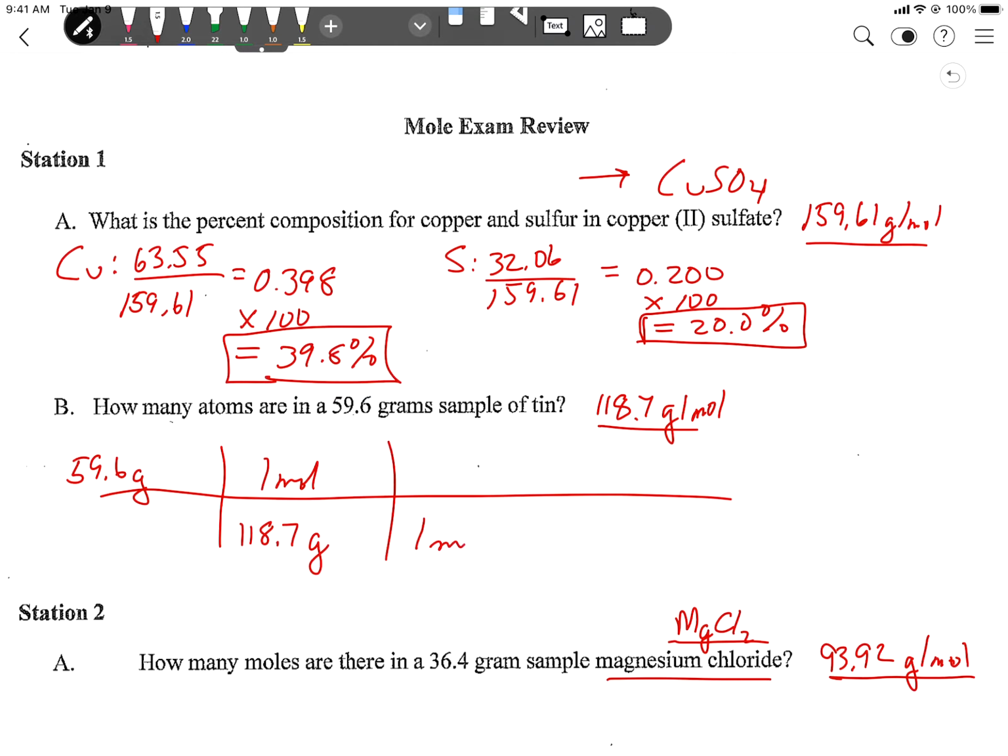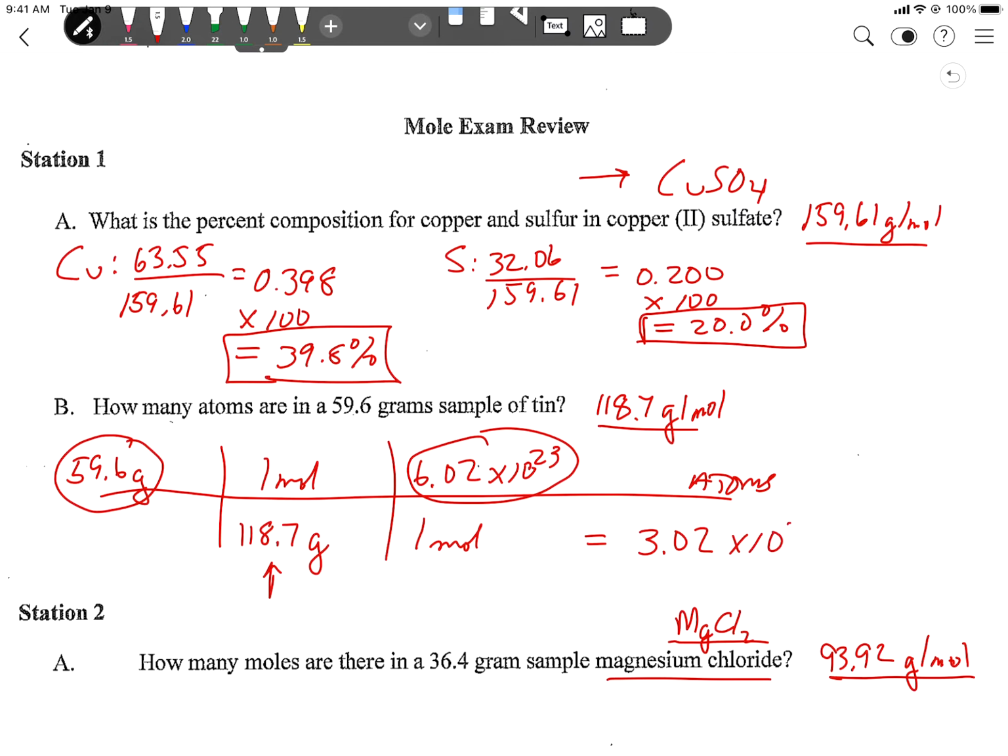And the second part of this two-step problem is we put 6.02 times 10 to the 23rd on there, and we're looking for atoms over here. So you multiply the top two numbers together, and then divide by the bottom number. 59.6 times 6.02 EE23, divided by 118.7 is 3.02 times 10 to the 23 atoms. And we box our answer. Okay.